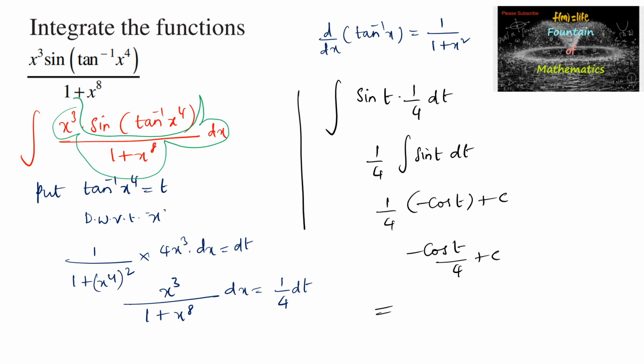Substituting back t equal to tan⁻¹ of x⁴. So minus cos of tan⁻¹ of x⁴ plus c will be the answer. Divided by 4, sorry: minus 1/4 cos of tan⁻¹ of x⁴ plus c will be the answer. Okay.